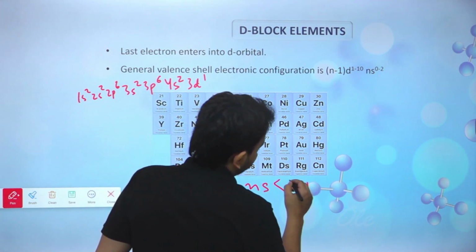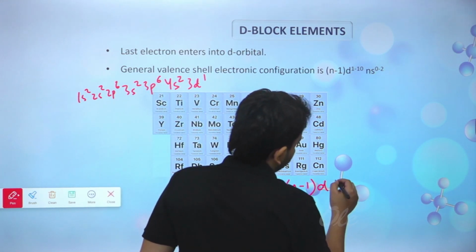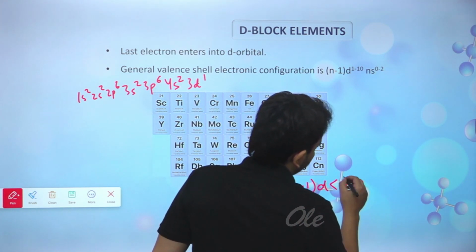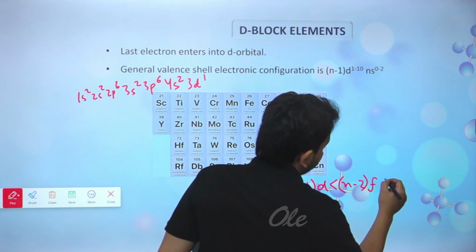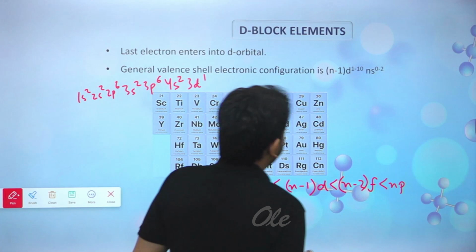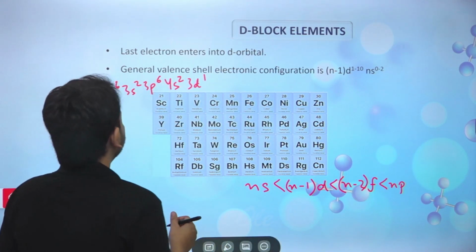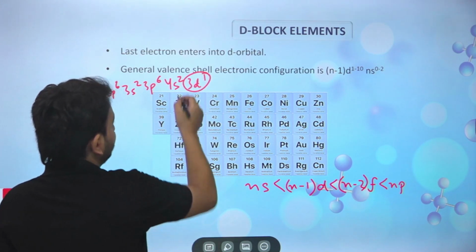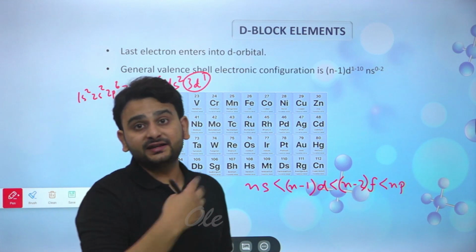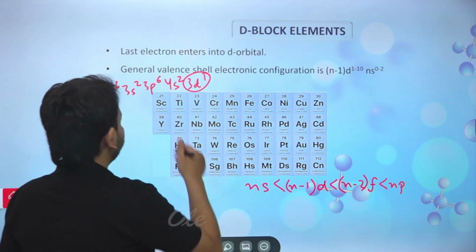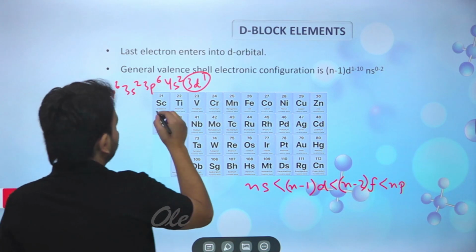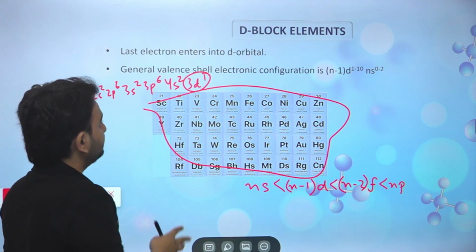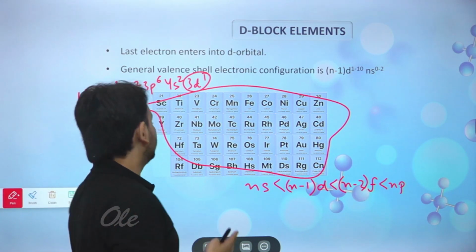followed by the n-1 d orbital, then the n-2 f orbital, then the nth p orbital, guys, right? So in this d block, the final electron goes into the d subshell, right? After the s subshell is filled, only then does it go to the d subshell, guys, right? So for all of them, the final electron goes into the d subshell, guys.